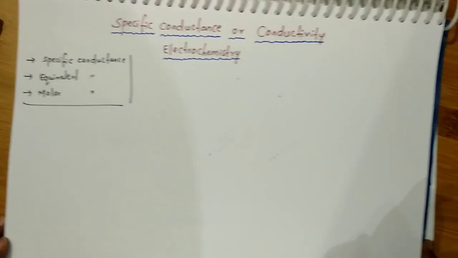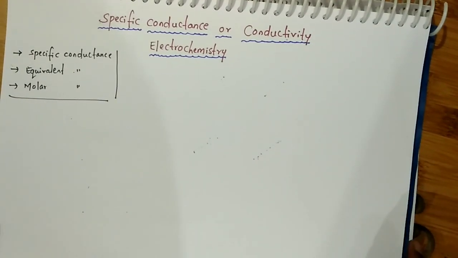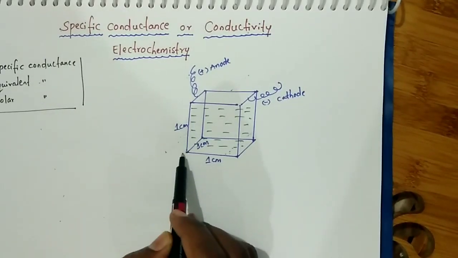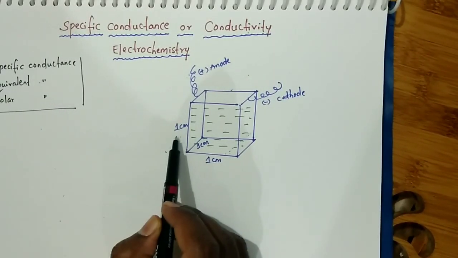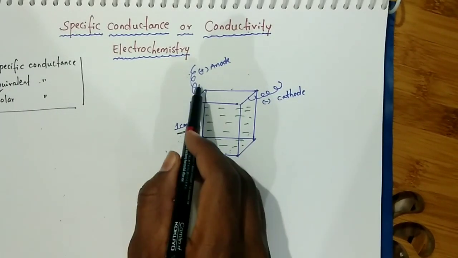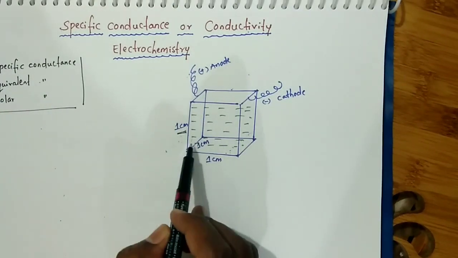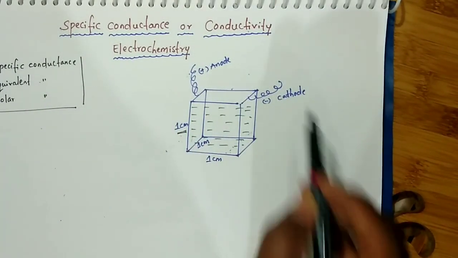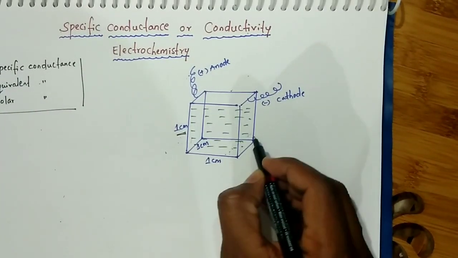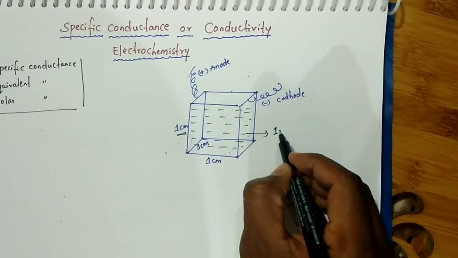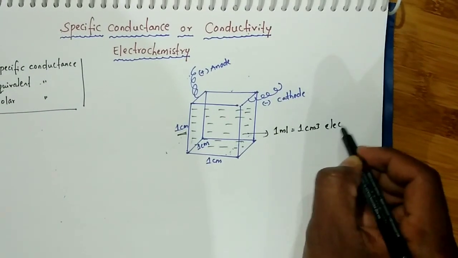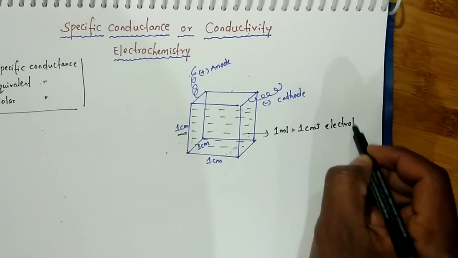To learn about the specific conductance, let us consider an electrolytic cell having height, width and length all the same, 1 centimeter. These two are electrodes. This face is acting as anode and this face is acting as cathode, and inside that electrolyte is there. So total volume of this electrolyte, how much? Total 1 ml, or you can say it is 1 centimeter cube of electrolyte.